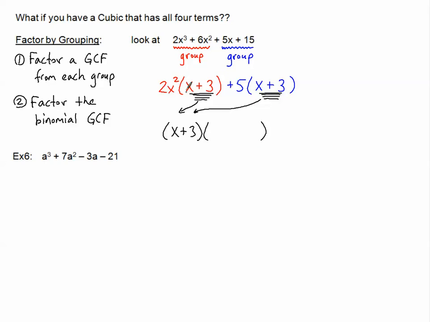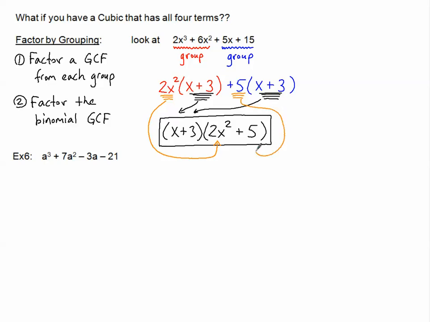Now let's see what's left. If I take the factor of x plus 3 away from the red term, I'm left with 2x squared. And if I take the factor of x plus 3 and divide it away from the blue term, I'm left with plus 5. And look what I've done. I factored my original cubic. This 2x squared has come right here. And this 5 has come right here.